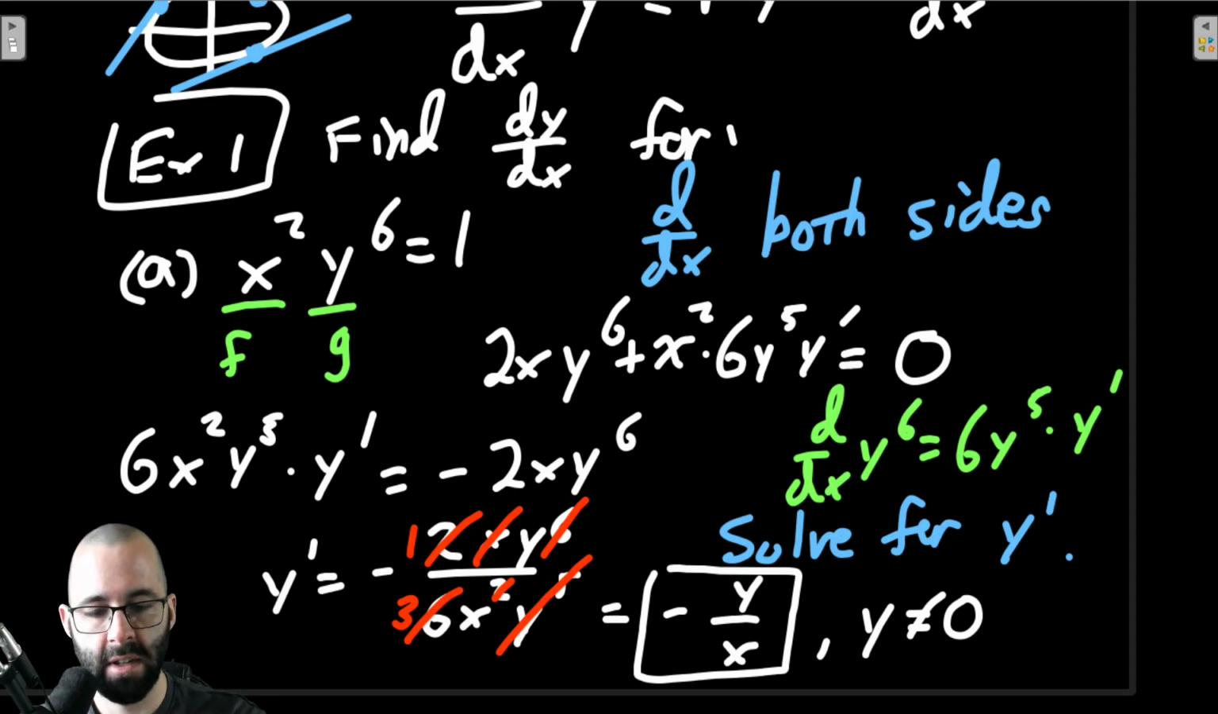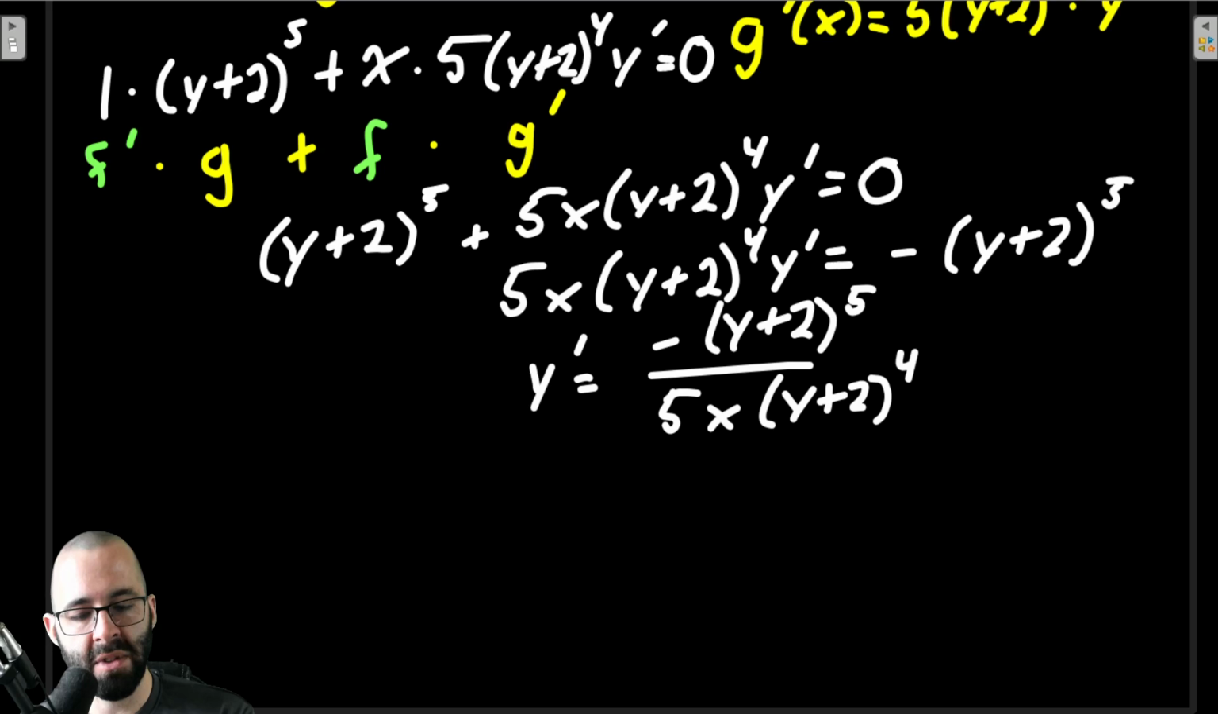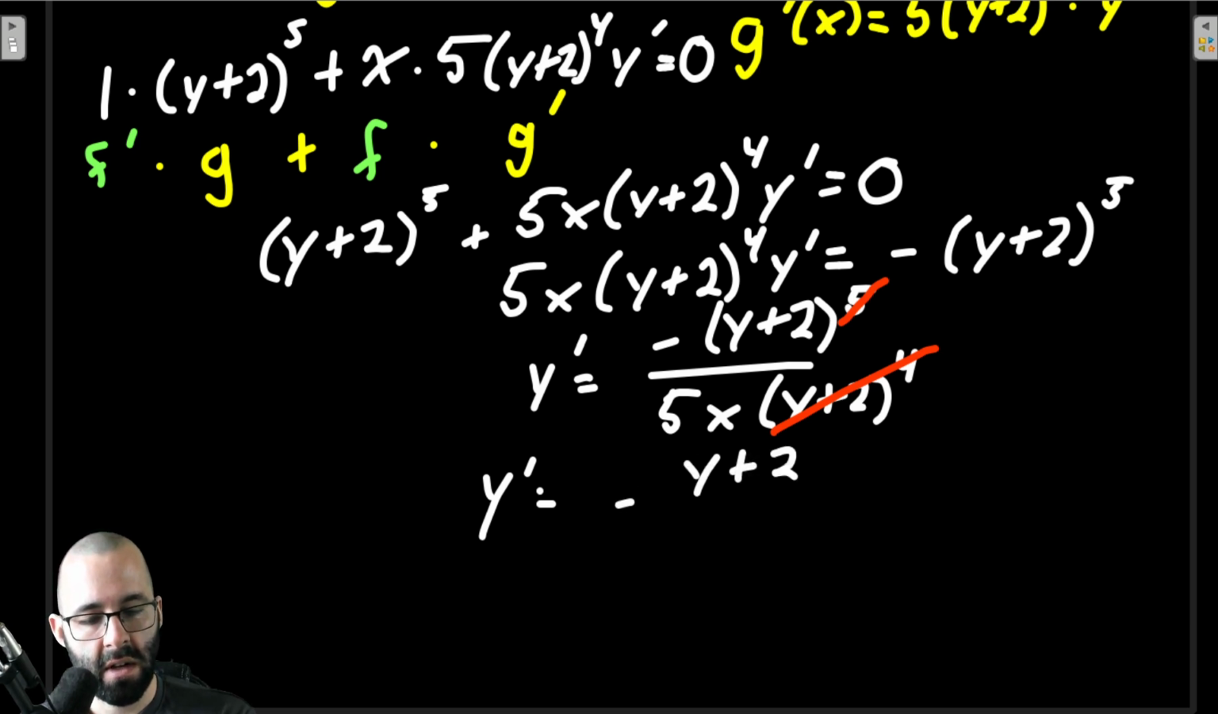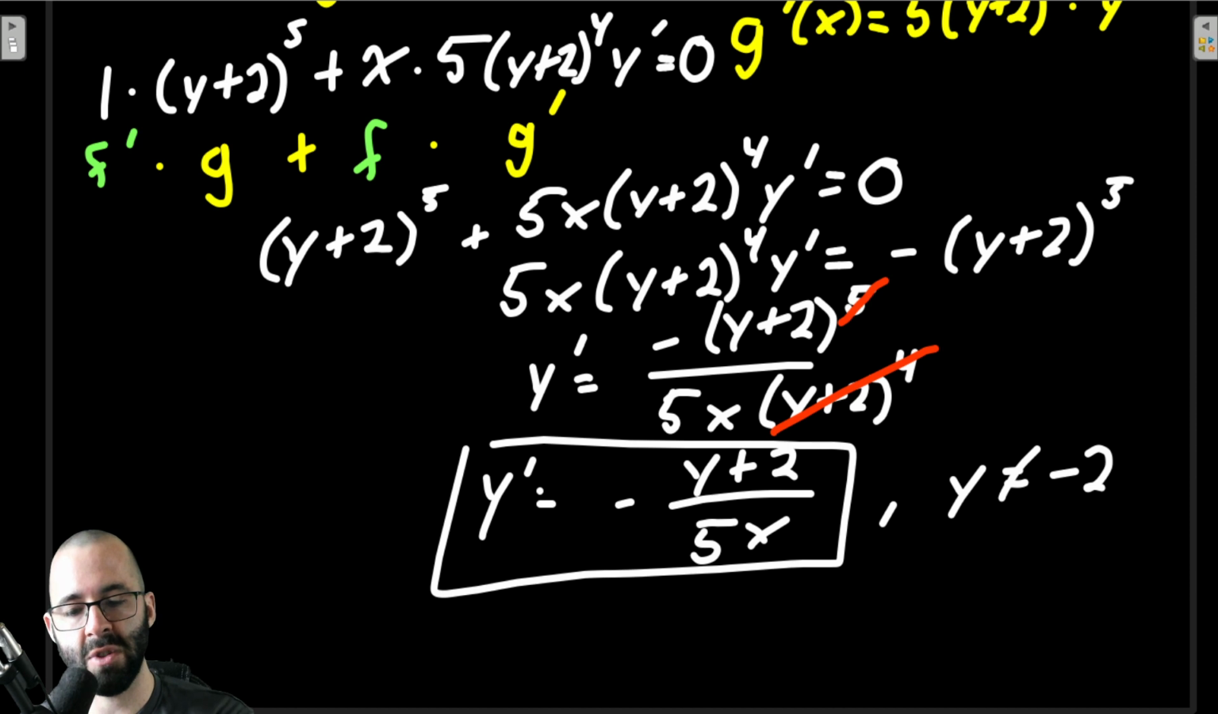All right. So again, as long as y is not equal to -2, and this is going to be the same situation where if y is -2, the function's not even defined. As long as y is not equal to -2, we get some cancellation. So 4 of these will cancel with 4 of these. We get that y prime is equal to negative (y plus 2) divided by 5x. Again, this is as long as y is not -2. I won't be requiring this. This is optional. It's a good habit to be in, but I won't be requiring it.